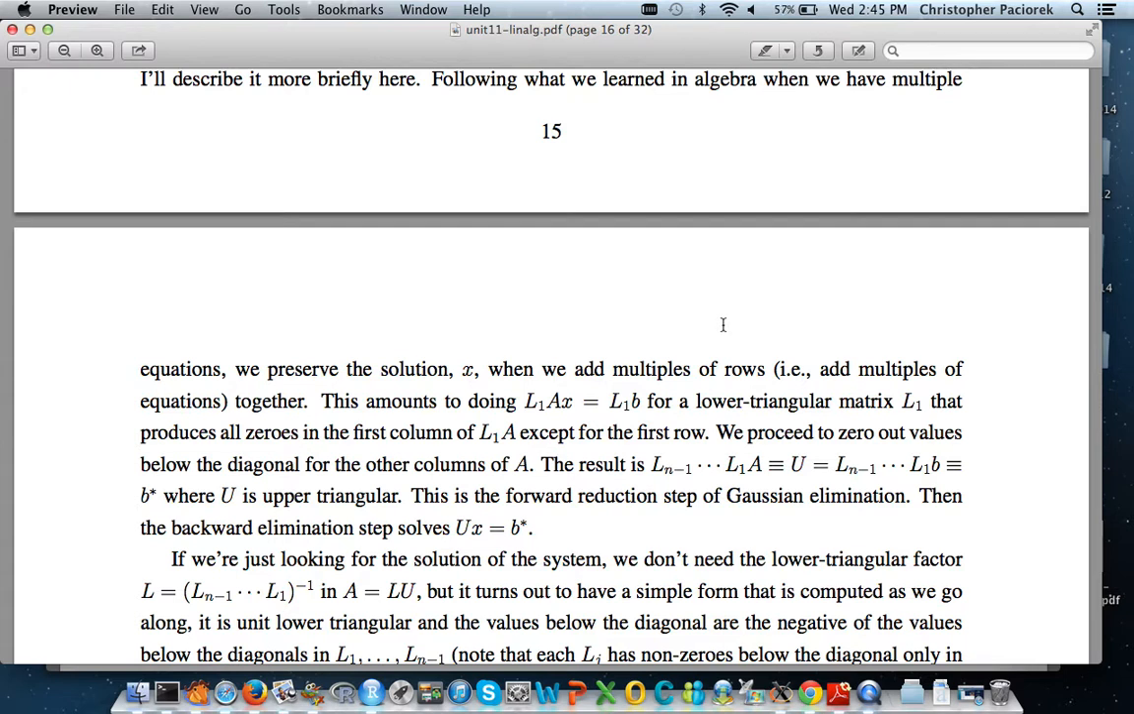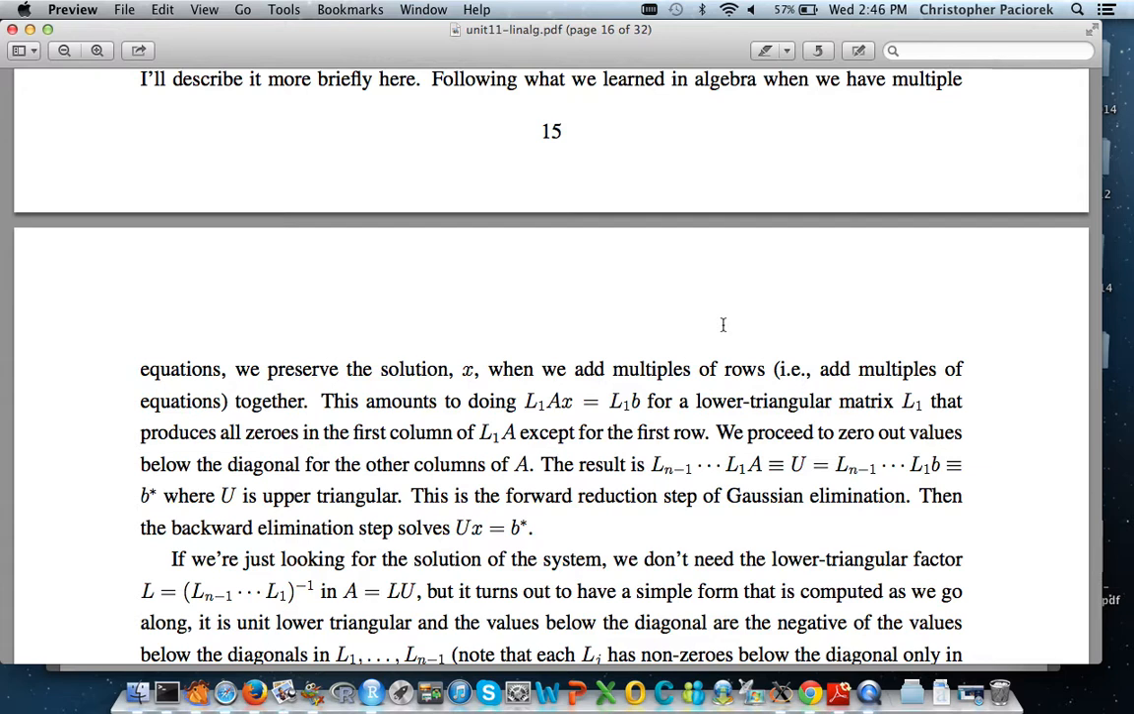Kelly? So you said that Gaussian elimination is equivalent to doing LU decomposition. Why would you ever want to do Gaussian elimination on a computer instead of LU decomposition? Oh, well, because this is order n cubed and LU are both n squared, right?